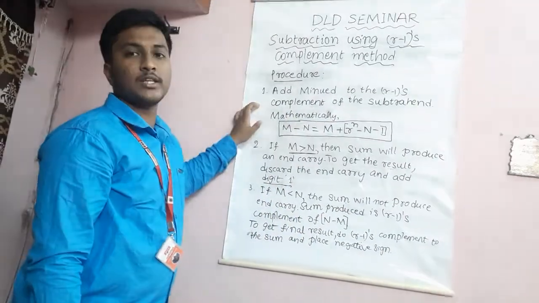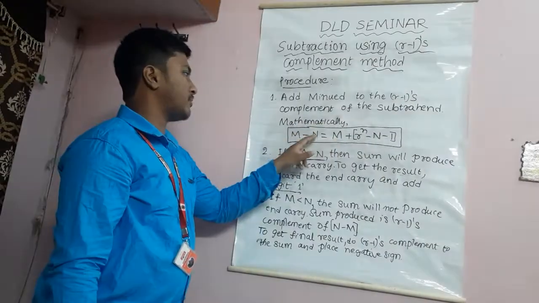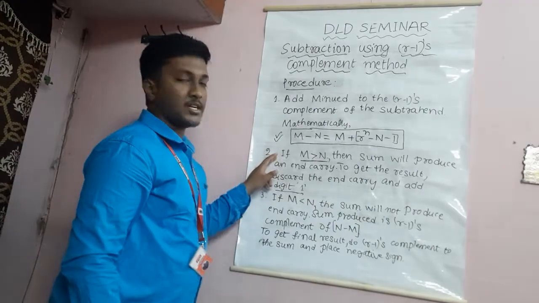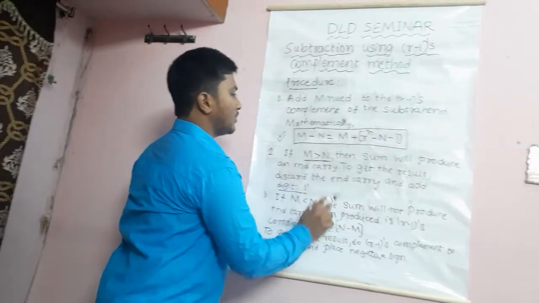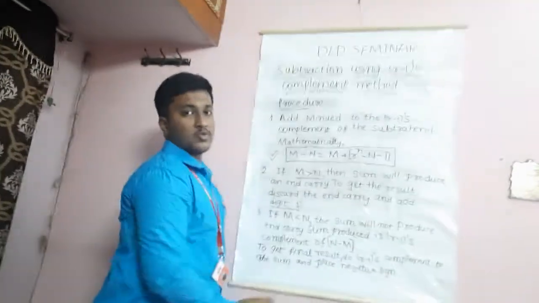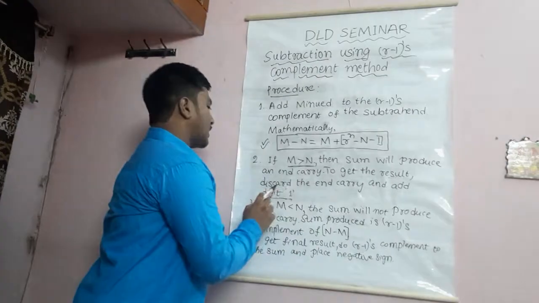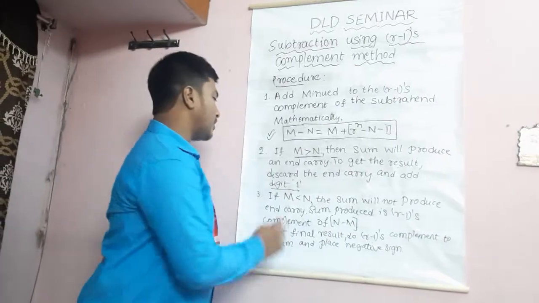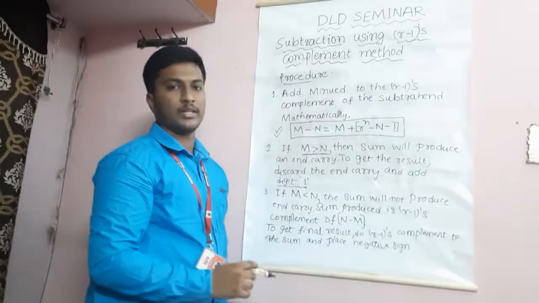First step is adding the minuend to the r-1's complement of the subtrahend. It is denoted mathematically by this. Next, the second step is, if capital M is greater than capital N, the sum will produce an end carry. So end carry will be produced. Now to get the result, we should discard the end carry and add digit 1. We are adding because we are using r-1's complement method.